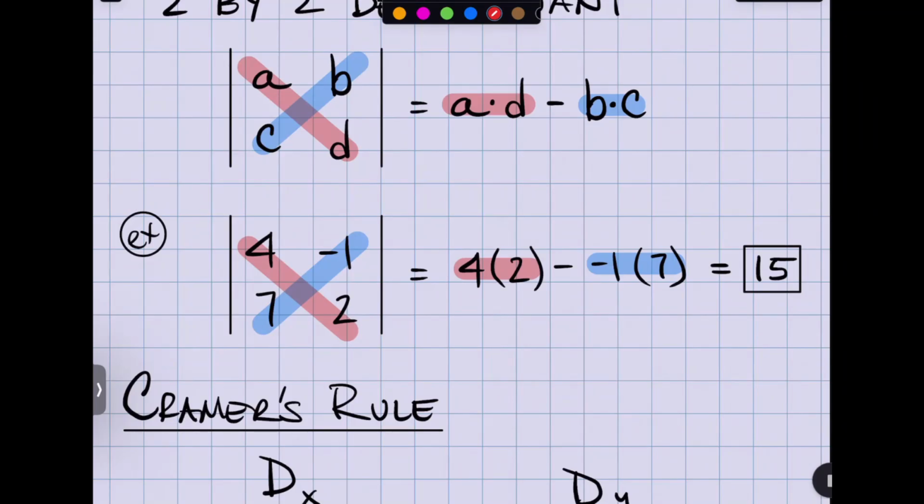So when you do that, 4 times 2 is 8, minus a negative 1 times 7, which is negative 7. So 8 minus a negative 7 will give you a 15. So again, a determinant gives you a value.